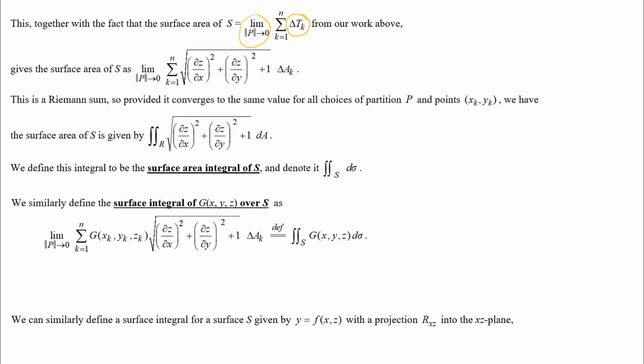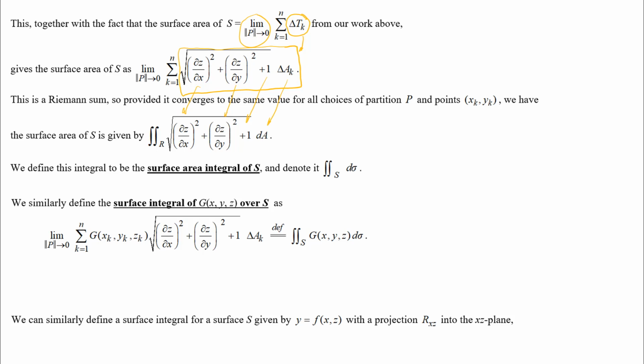In this next step, I've just replaced the delta T sub k with what we got when we did that cross product of vectors. And that is a Riemann sum. And so provided it converges to that same value for all choices of our partition and points, we get that the surface area is given by this double integral. And so you can see the relationship between the symbols in our Riemann sum and in our double integral.